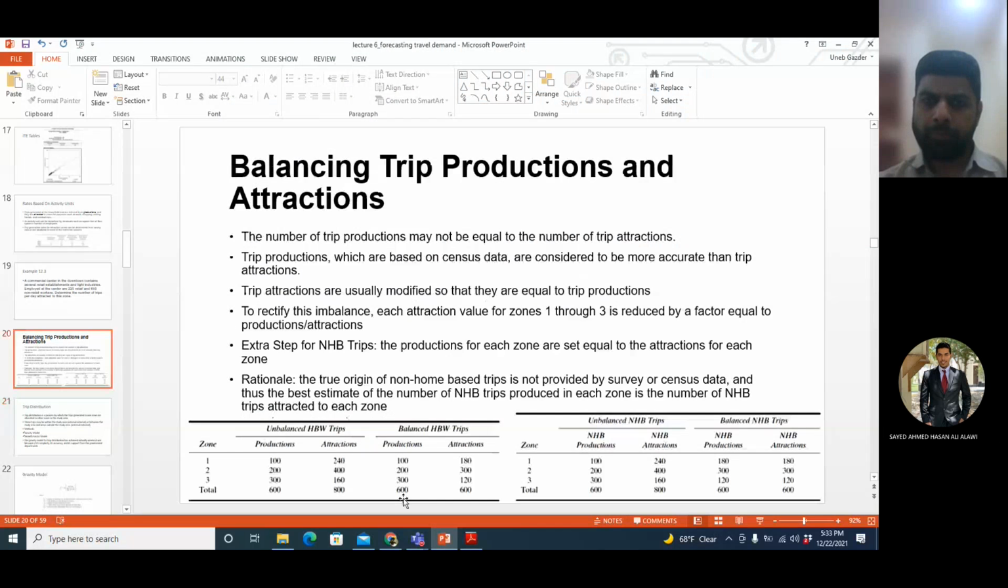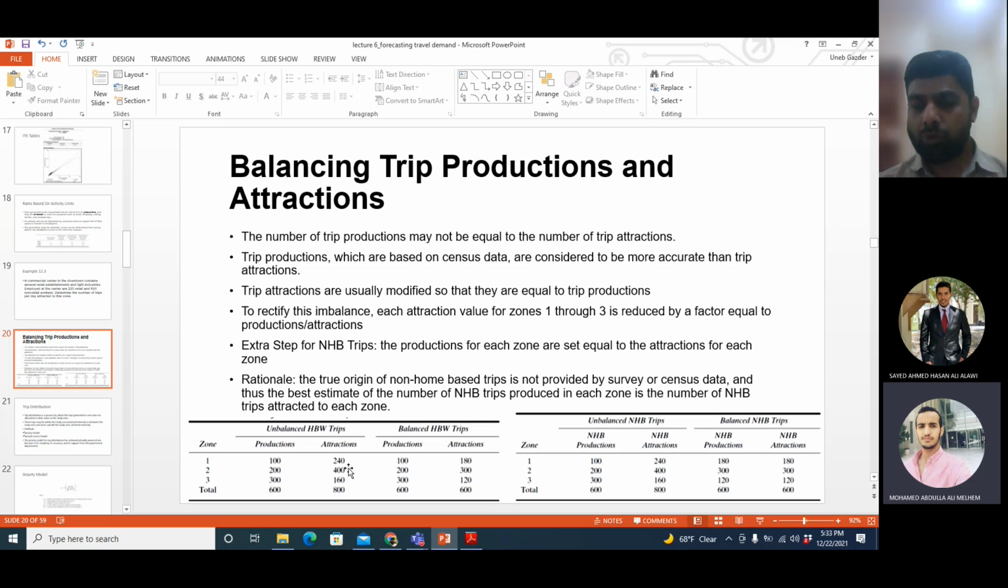What we have done up till now is find out basically how many trips are attracted and produced. But we don't know where they go. For example, if 100 trips are produced from zone 1, where they are going we don't know. And if 240 are attracted towards zone 1, from where they are coming we don't know. So we know one end of the trip, but we don't know the other end of the trip.